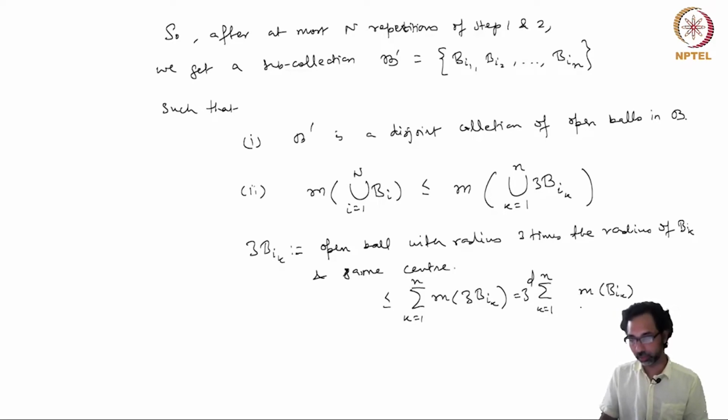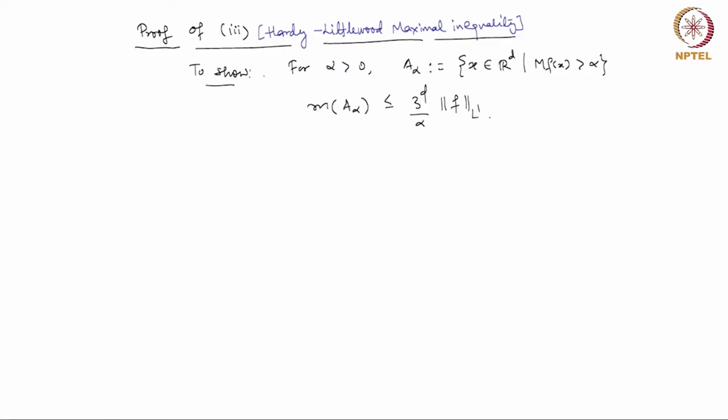So this is the proof of Vitali's covering lemma, and now let us see how Vitali's covering lemma will help us in proving the Hardy-Littlewood maximal inequality in R^d. So we return to the proof of part 3, which is the Hardy-Littlewood maximal inequality.